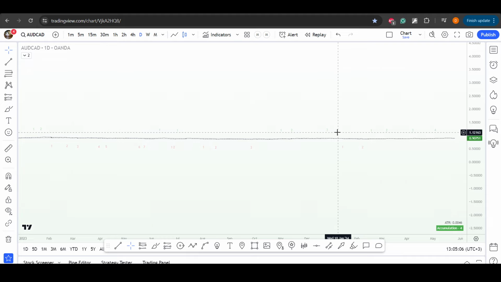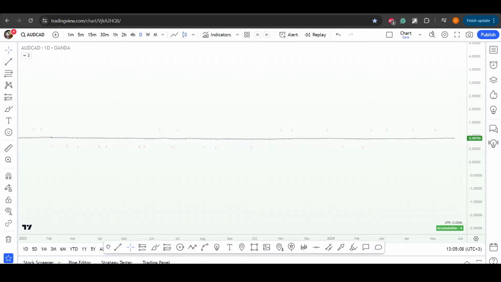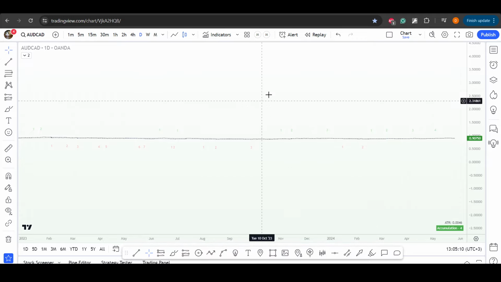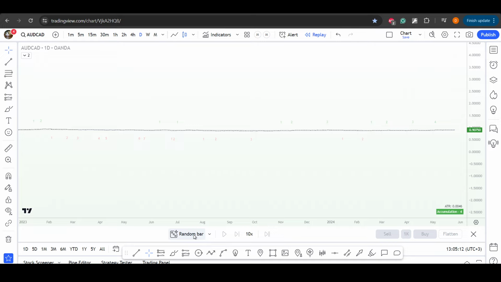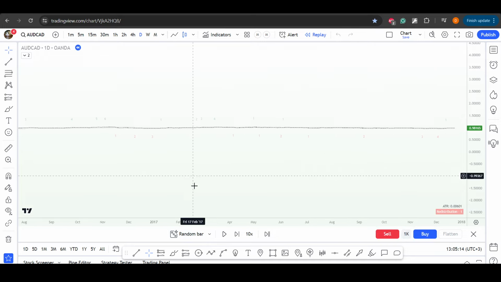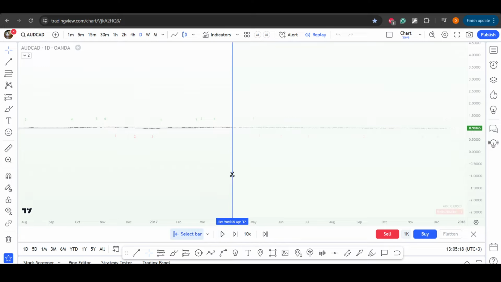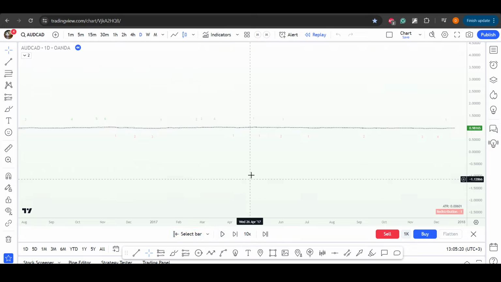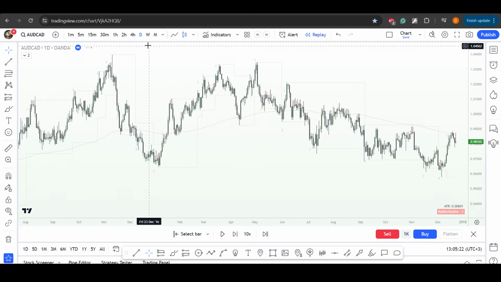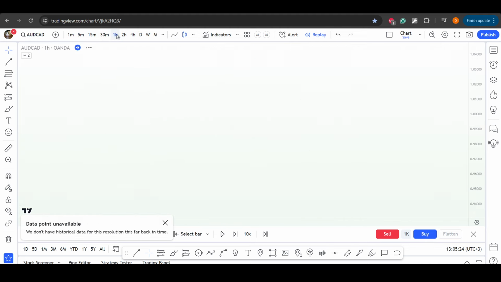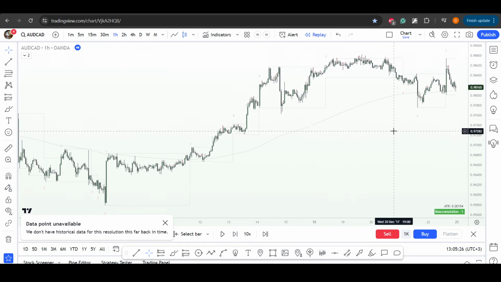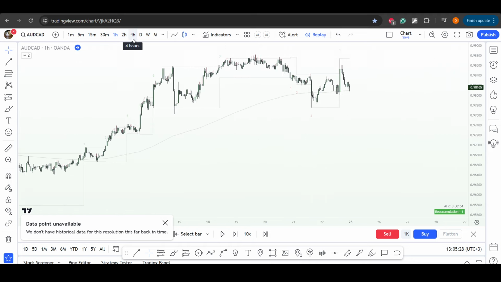Hello, let's start backtesting session for AUD CAD. Today we will just go and select random bar. So random bar selected. And now we just see what our lowest possible time frame is. It is 1 hour for entry time frame.